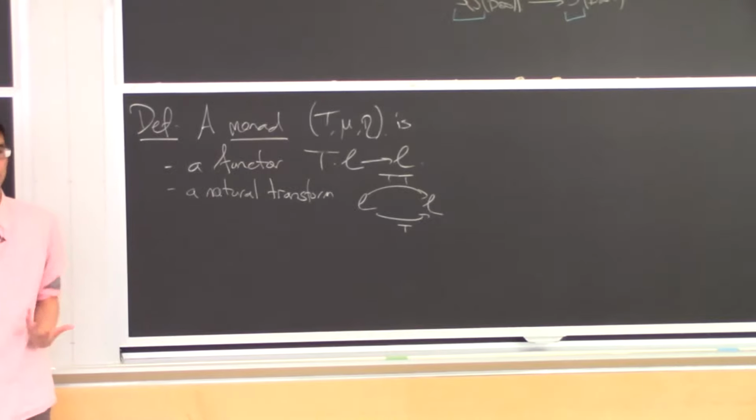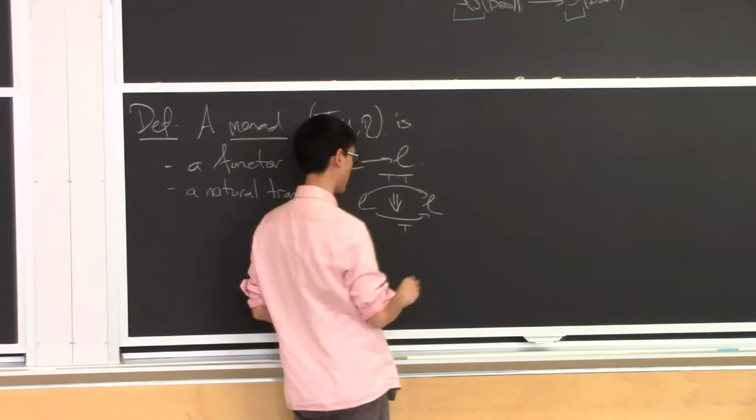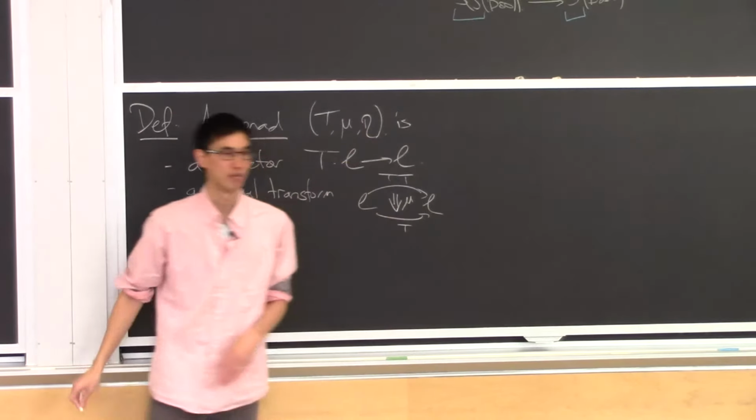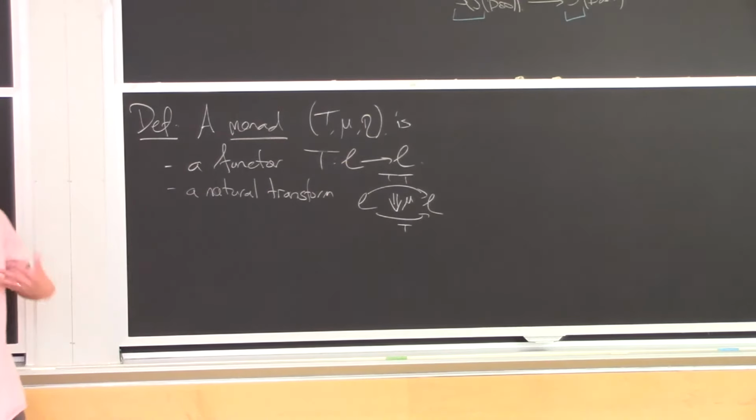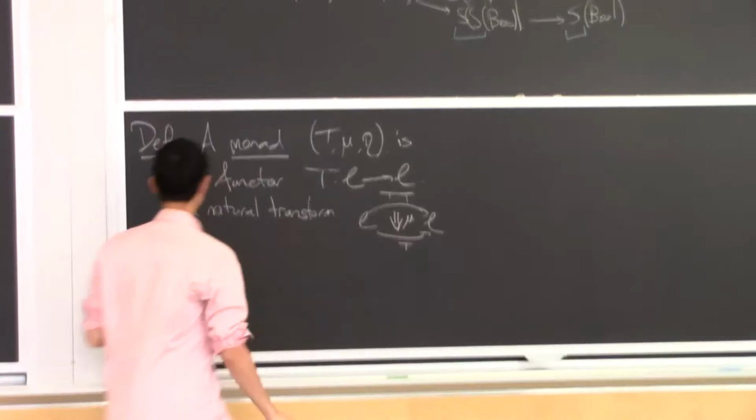And we talked about natural transformations as this way of relating functors. This was Bartosz last Friday. So we want a natural transformation mu that takes two applications of t and returns one application. And that's very much what's going on here, right?